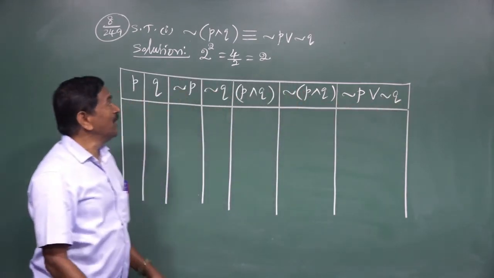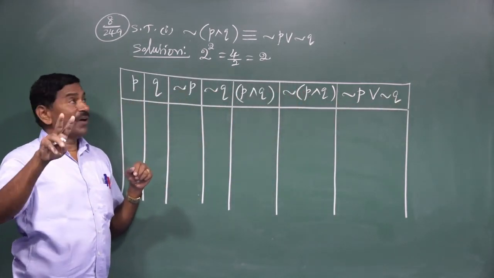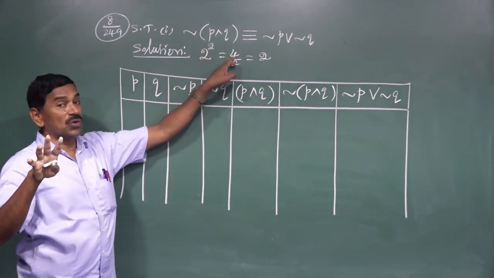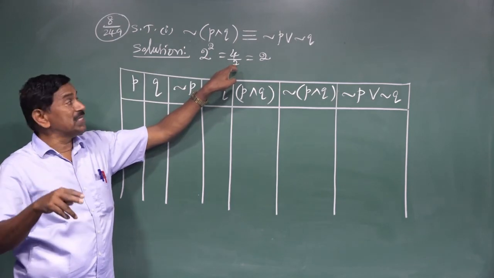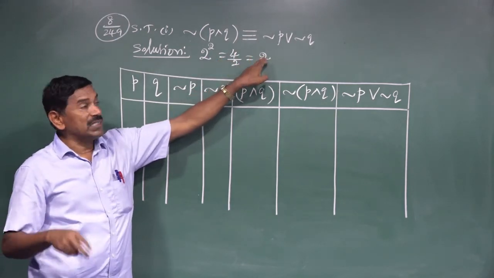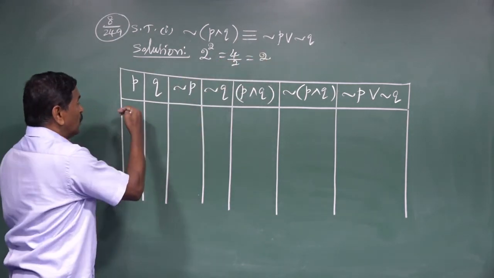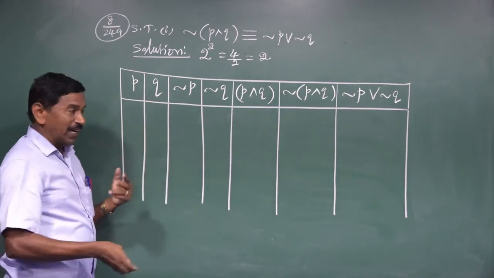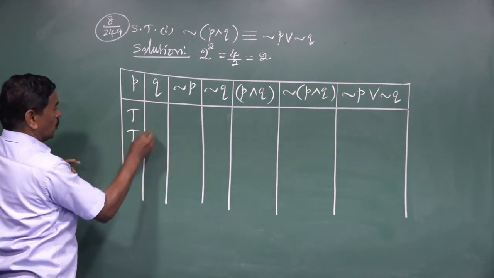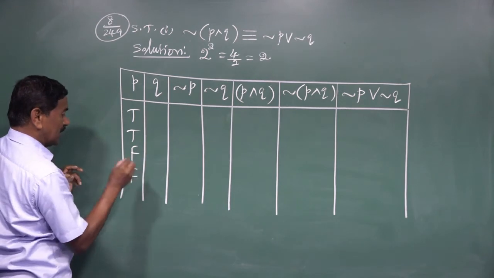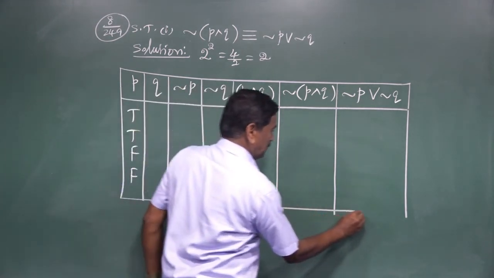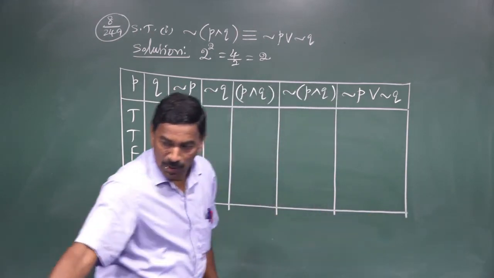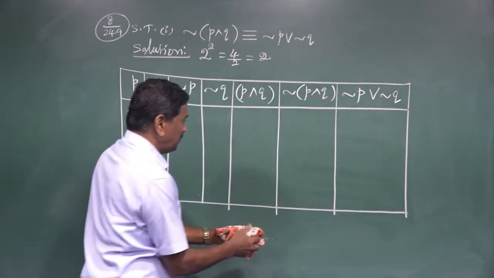Already I told you, there are two simple statements. The number of rows is 2 square, equal to 4. Now 4 is divided by 2. There are 4 rows, in which 4 is divided by 2, and your answer is 2, which means 2 true and 2 false. That's the idea. Now listen carefully. True, true, next false, false. That's all. Now complete the table like this.